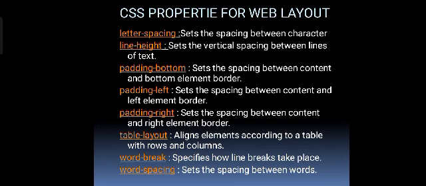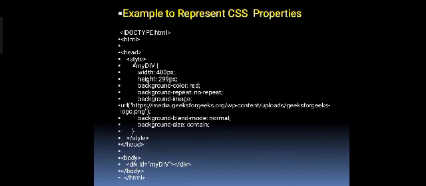Padding left sets the spacing between content and the left element border. Padding right, which is used to set the spacing between content and the right element border. Table layout aligns elements according to a table with rows and columns. Word break specifies how line breaks occur after different words. Word spacing, if you want to create spacing between different words.